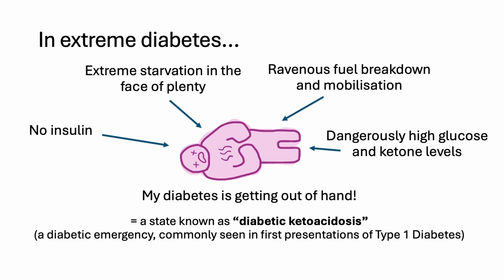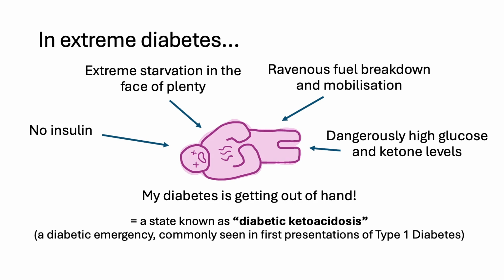It's a diabetic emergency, and commonly, the first time someone finds out they have type 1 diabetes is when they get really, really sick with diabetic ketoacidosis. And it's called ketoacidosis because your blood becomes very acidic from all the ketones.